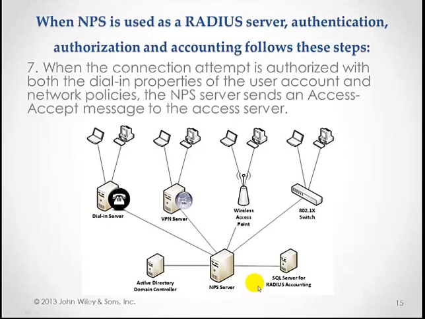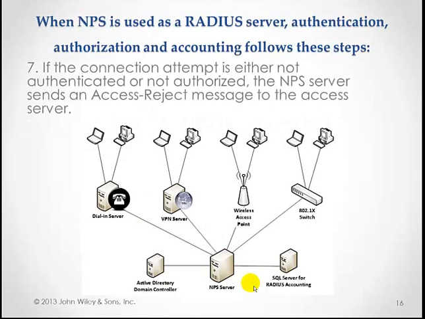The NPS server is going to send an access accept message to the access server. Off that goes. The access server, when it receives that, oh, by the way, what happens if the connection attempt is not authenticated or not authorized? So we looked at what happens if it is authorized. The NPS server sends a message across, but what if it fails?